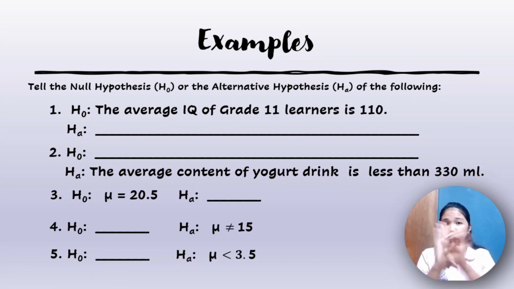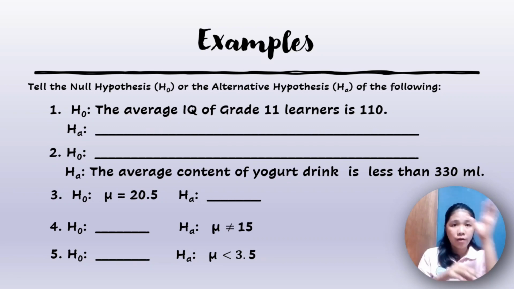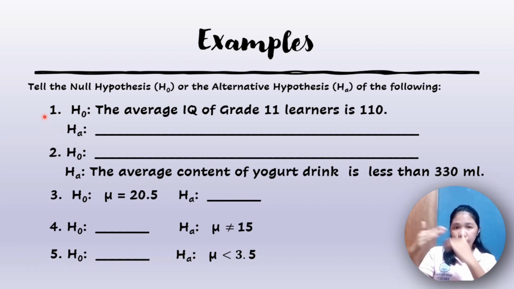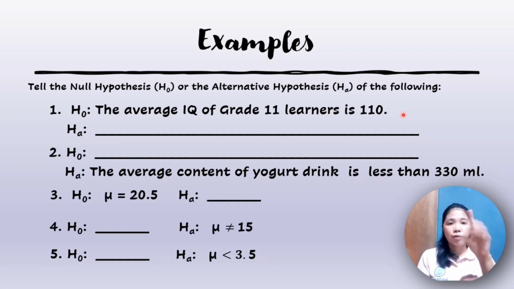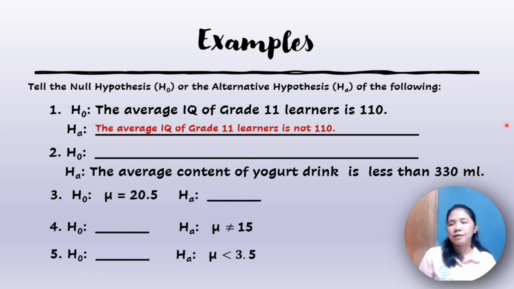Let's have an example. Tell the null hypothesis, H sub 0, or the alternative hypothesis, H sub A, of the following. For example number 1, the null hypothesis is written in words. The average IQ of grade 11 learners is 110. Now we need to negate this statement. What will be its negation? Correct. The average IQ of grade 11 learners is not 110.